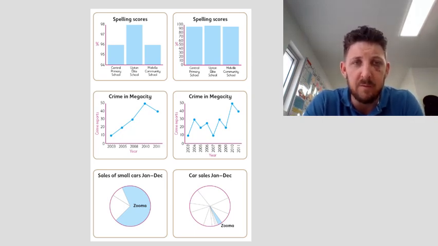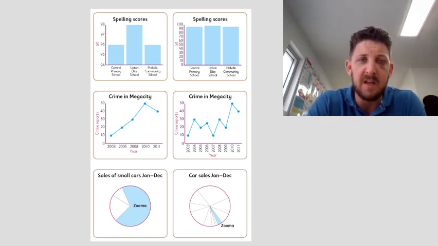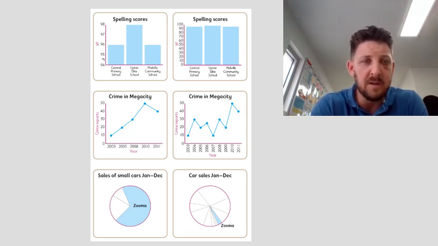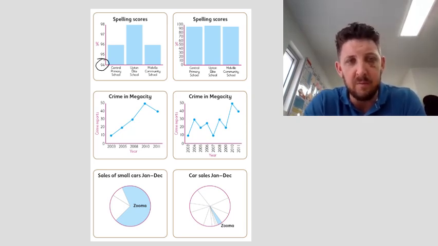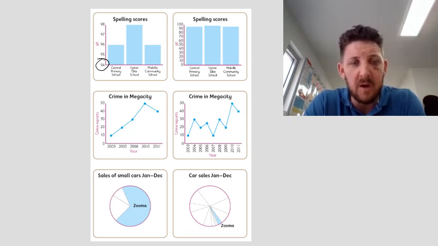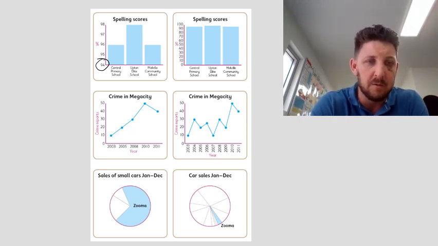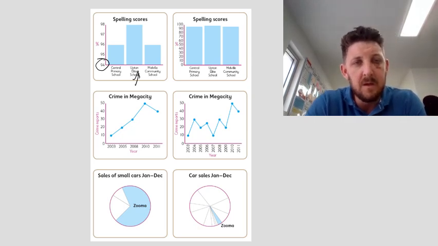So if we have a look at the first one, which is spelling scores, you'll see the three different schools. Now, you'll see at the start here, this is misleading because on the graph on the left, we start off at 94%. By starting off at 94%, it looks like Upton Elite School, just here in the middle, actually has way better spelling scores than Central Primary and Melville Community Schools.